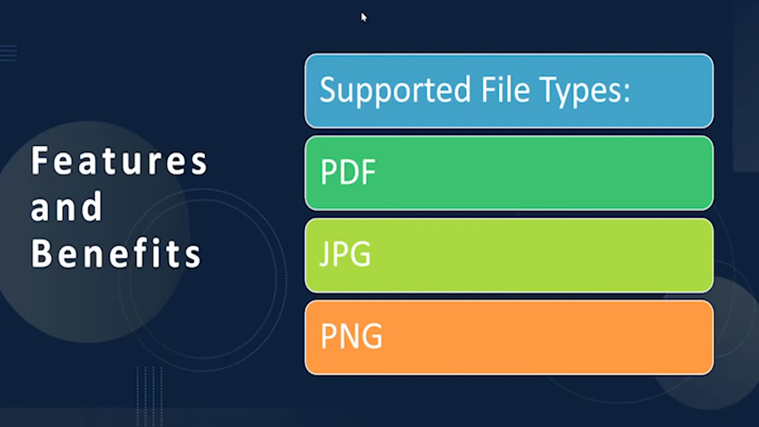So let's talk about the supported file types. The document automation tool provides you with support for PDF, JPG, and PNG file types. So you'll want to watch in your automation to make sure that these are the types of files that are going to be coming in. And maybe you need to put a check in there to make sure it is a supported file type if you expect that there may be some other ones coming in along the way.